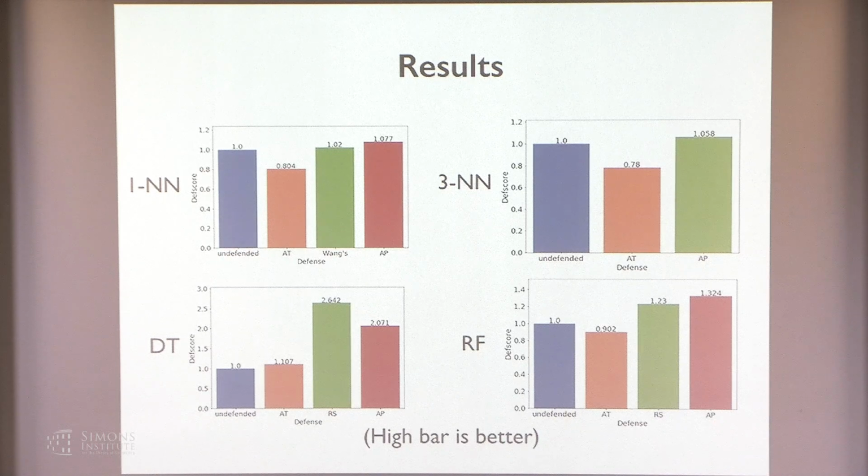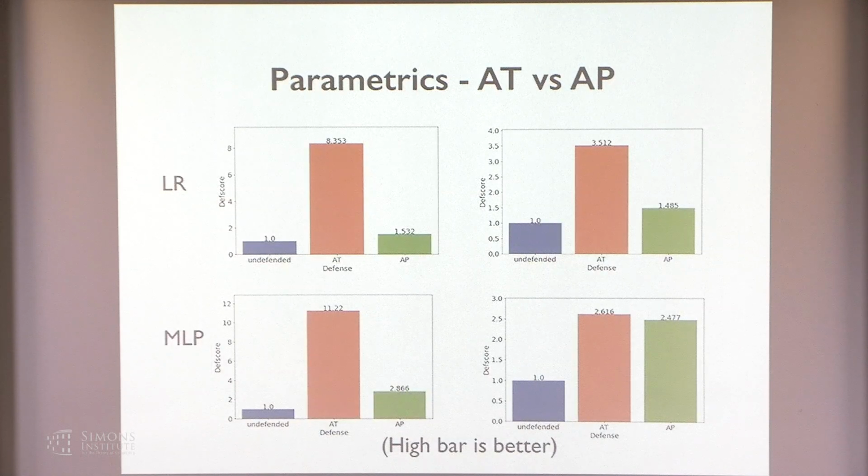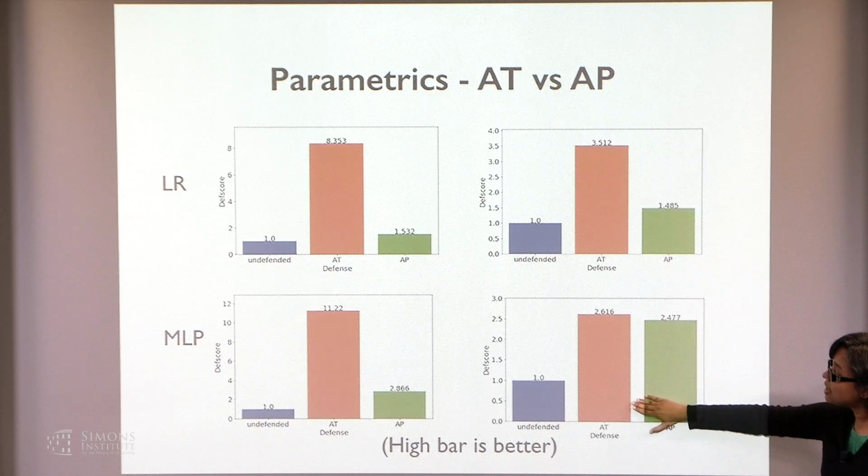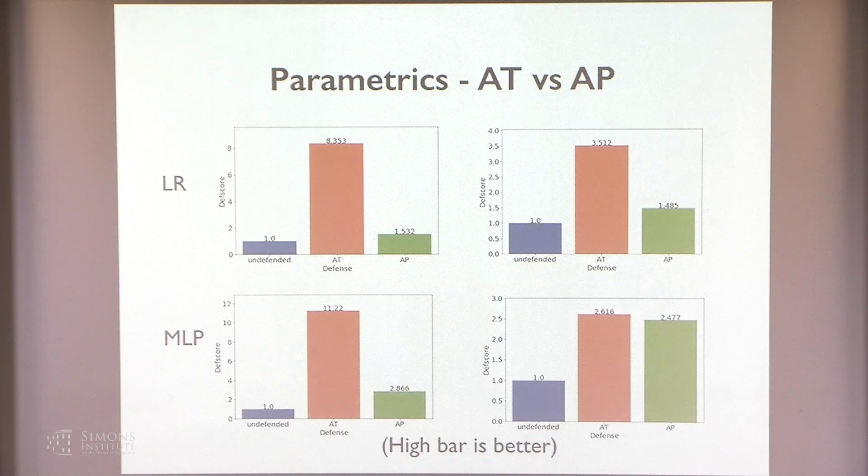Okay. Then finally, another question is, what about adversarial pruning for parametric models, right? So there, again, these are 2 data sets. We looked at logistic regression and multi-layer perceptron. And what we find is, again, adversarial pruning does help a little bit, but adversarial training, as expected, is actually much better for parametrics. Okay.